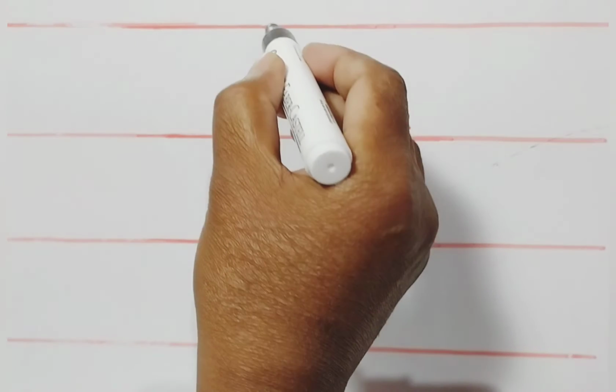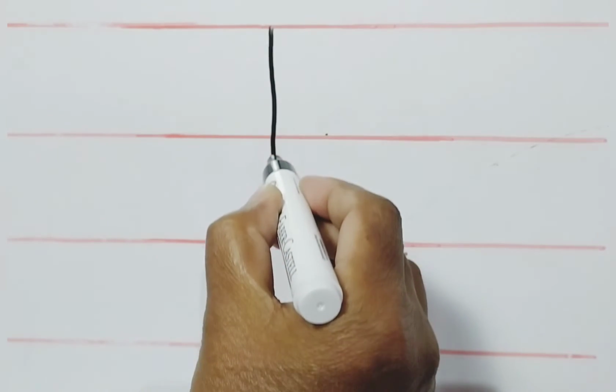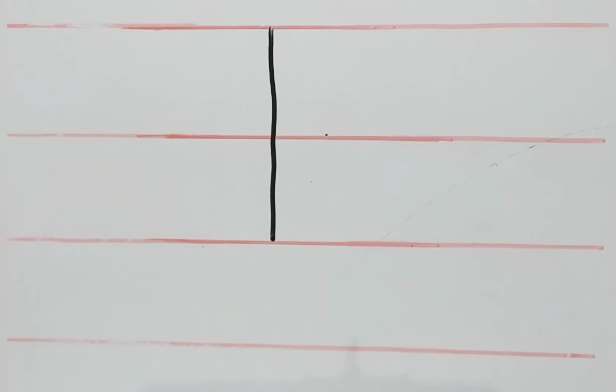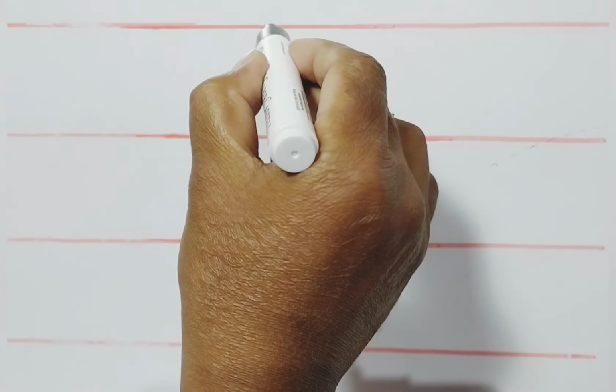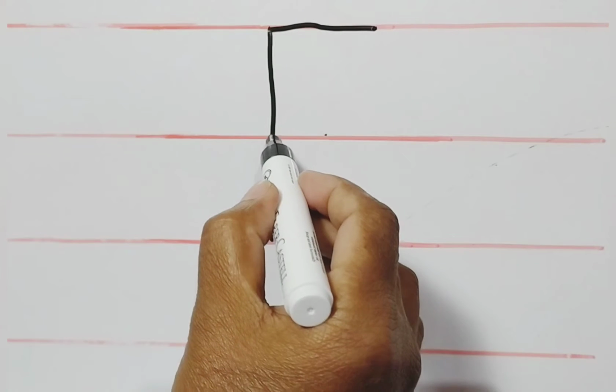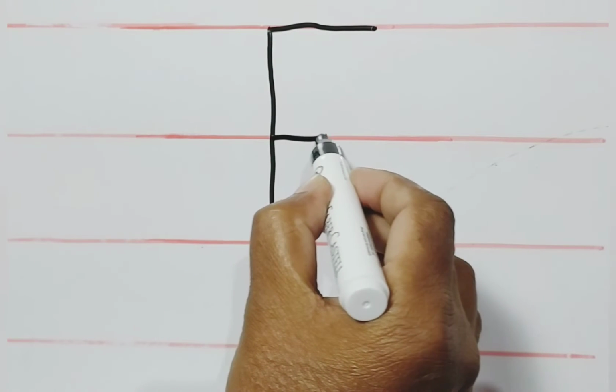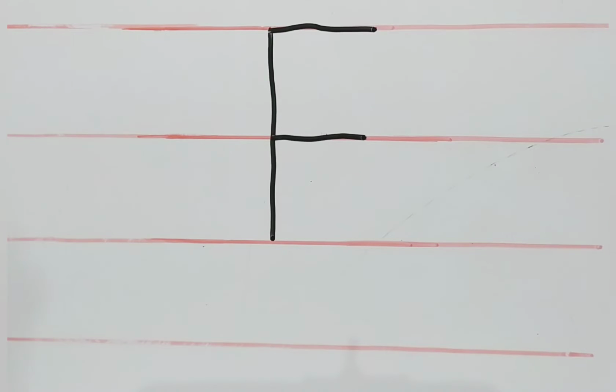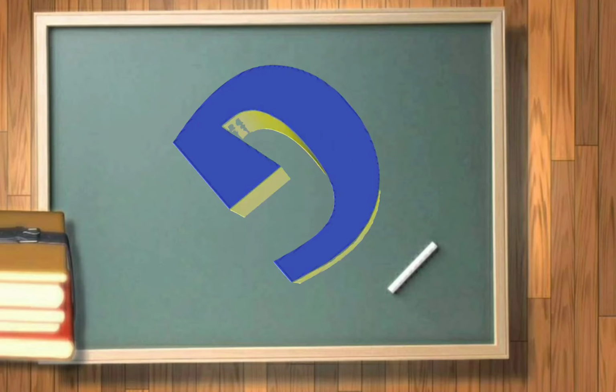Start from the top and draw a standing line down. Go again to the top and draw one sleeping line to the right. Then go to the middle and make another line in that same way. This letter is F. Next letter G.